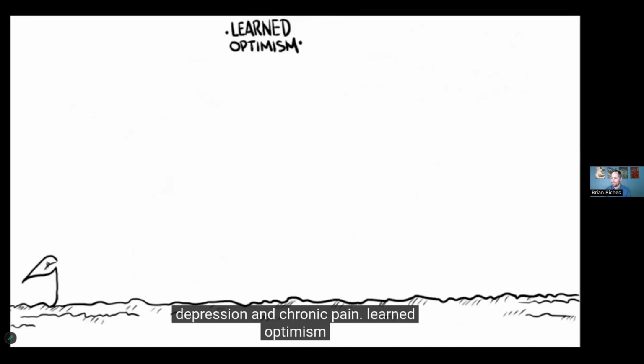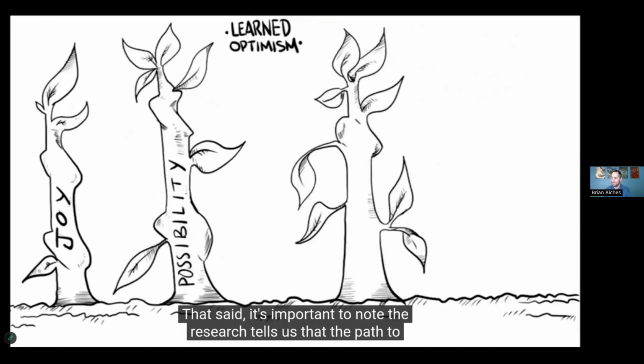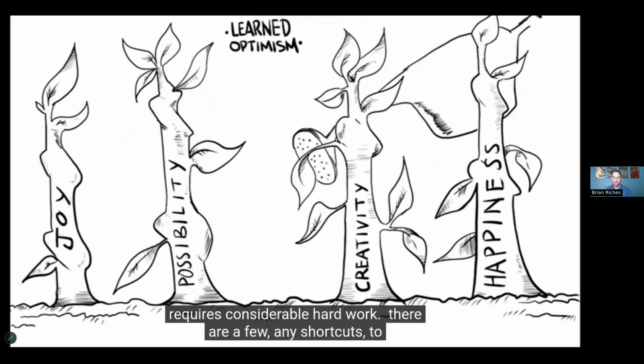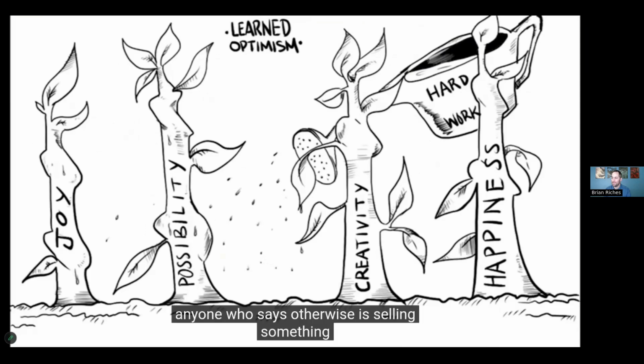Learned optimism is the idea that a talent for joy can be cultivated. That said, it's important to note the research tells us that the path to fulfillment requires considerable hard work. There are few, if any, shortcuts to sustained happiness and well-being. Anyone who says otherwise is selling something.